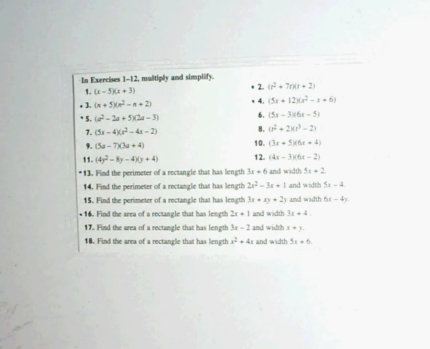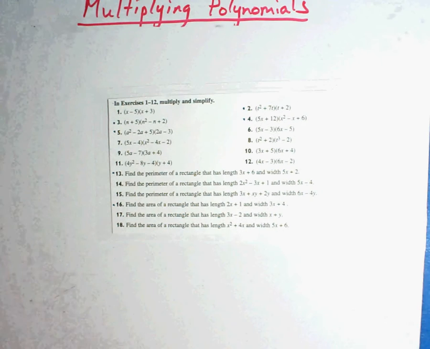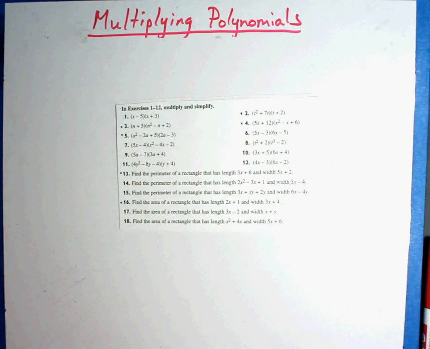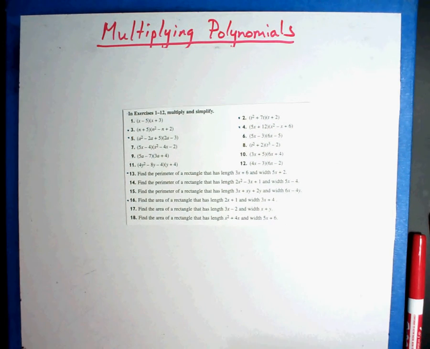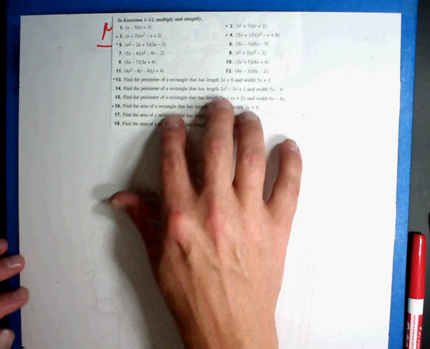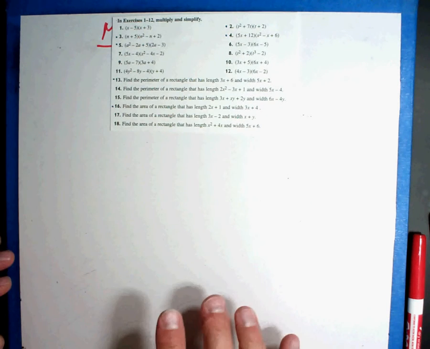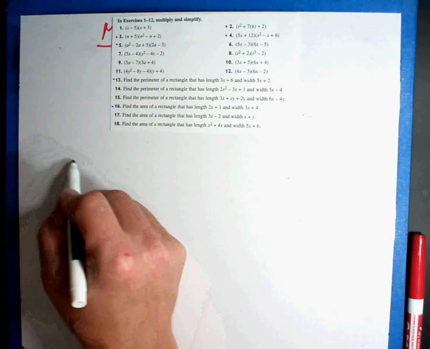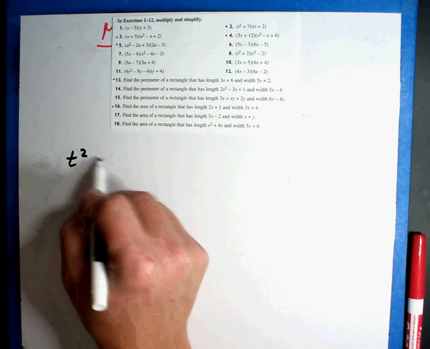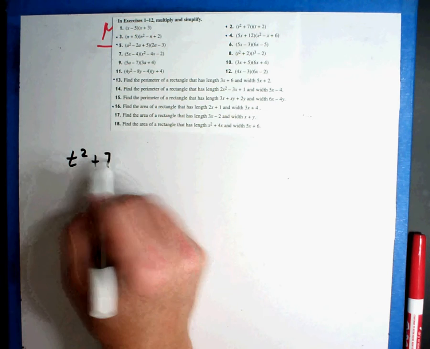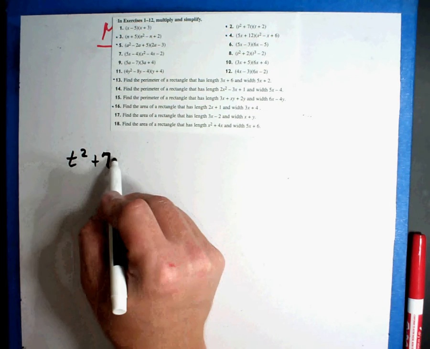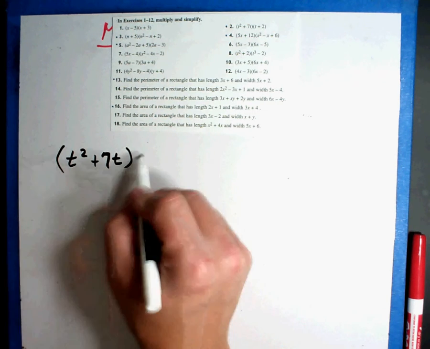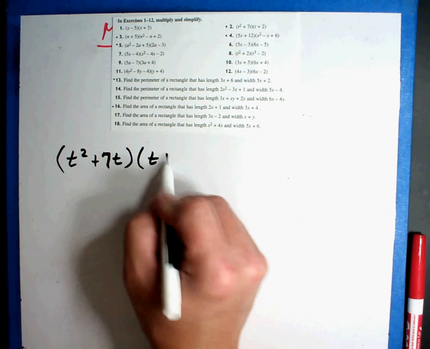Alright, let's see how we did. I'm going to zoom this out so we make sure we have plenty of room to see. And I'm going to go ahead and push that up there a little bit since we already know the title. Let's try a couple of them, see what we get. Let's try number 2. That's t squared plus 7t in parentheses multiplied by t plus 2.